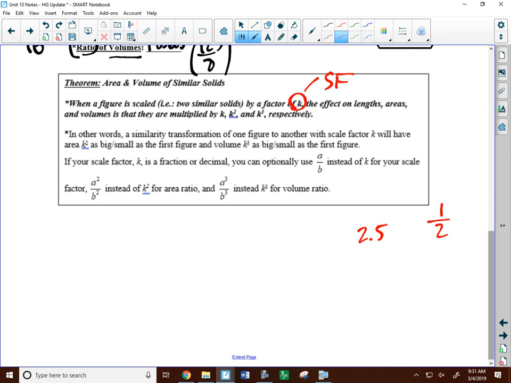Then what we know is that lengths, areas, and volumes are affected as follows. Lengths and perimeters are multiplied by k. Areas, k squared. And volumes are k cubed.